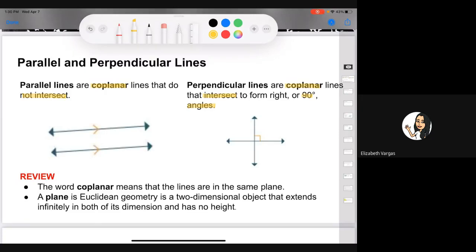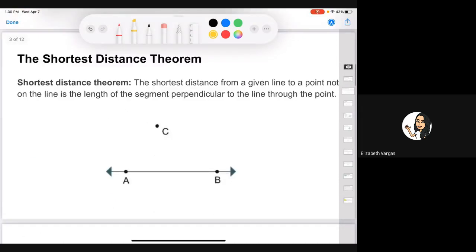Just a reminder that coplanar means that they lie on the same plane, and a plane is basically a two-dimensional object that extends infinitely in both of its directions and has no height. So both parallel and perpendicular lines have to be on the same plane, but parallel lines do not intersect and perpendicular lines do intersect.